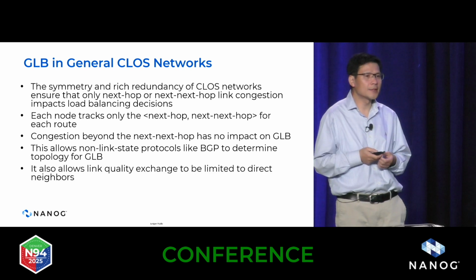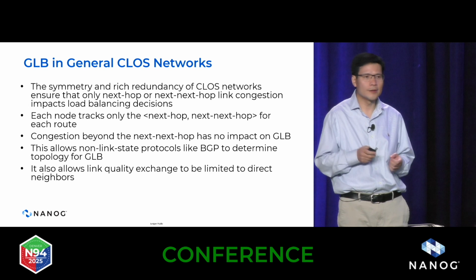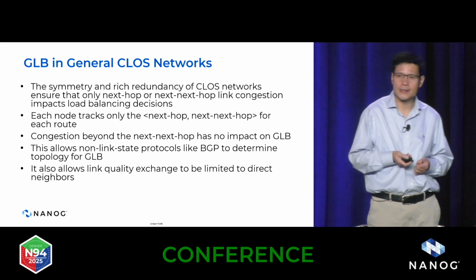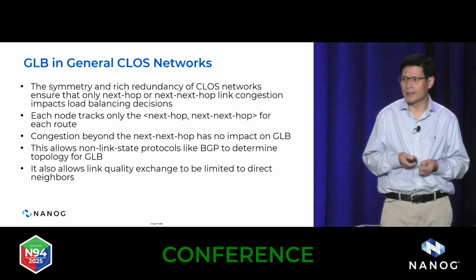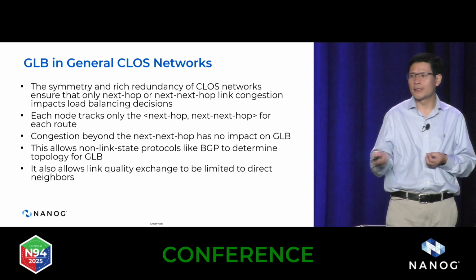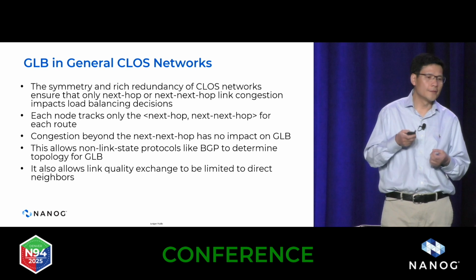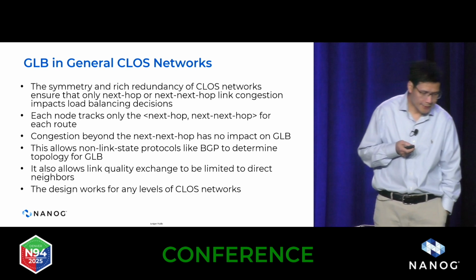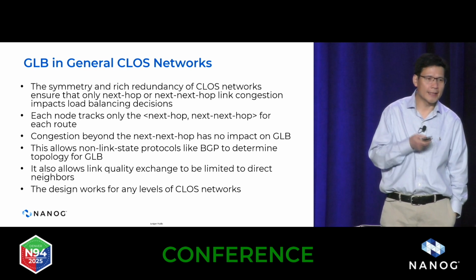Also, because we only need to keep track of the next hop and the next hop, the link quantity exchange can be limited within those direct connected neighbors. This is very important because it can effectively avoid the flooding issue which IGP used to have in the CLOS fabrics. When you receive a link quantity from your neighboring node, you only need to consume it locally. There's no need to relay this link quantity towards other nodes. As you can see here, the design only counts on next hop to next hops. So that's why it works for any stage of the CLOS networks.